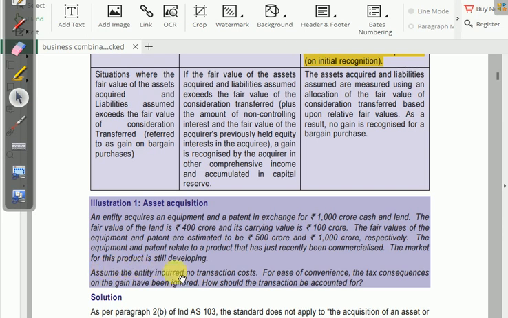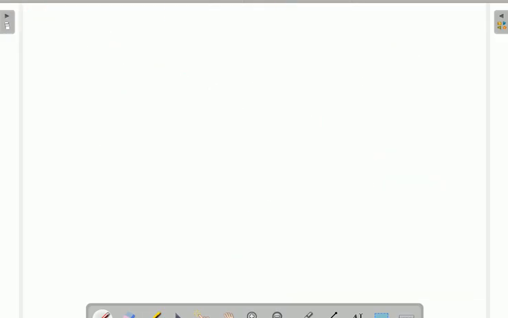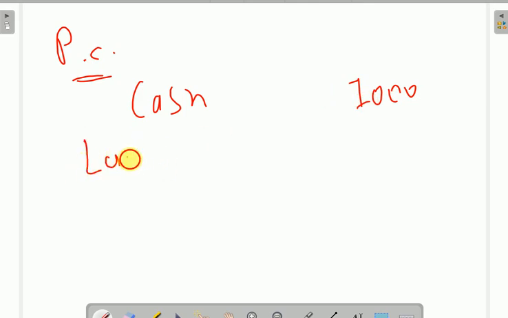The market for this is still developing. We don't know the patent's real worth, even though we have estimated the worth of the patent as 1000 crore, but maybe that patent's worth may be different. Assume the entity incurred no cost. For ease of convenience, the tax consequences or gain have been ignored. How should the transaction be accounted for? First of all, we are writing it on the page. What consideration are we giving? Cash worth 1000 and land worth 400. Our cost is 100. And what are we getting?